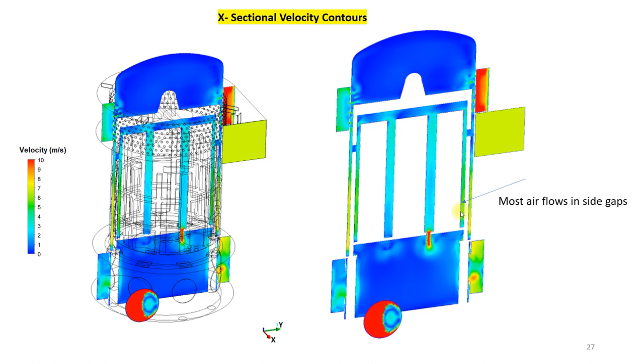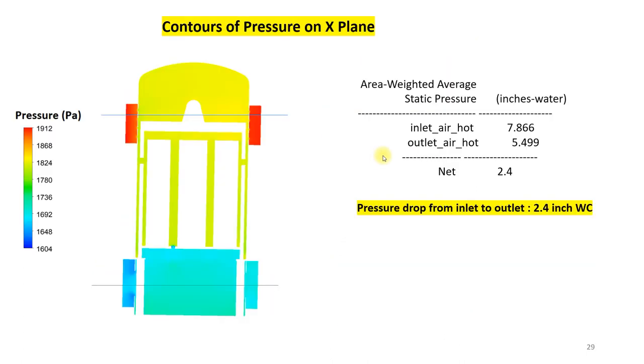We can find out velocity distribution for different sections. This is a cross section perpendicular to the x-axis. Because some space is there at the top, air won't flow there, because air tries to flow where pressure is less. Because the outlet is here and air is sucked toward the outlet, and low pressure is here, hence air tries to flow to the outlet through this basket passage. And we can get velocity distribution and pressure distribution here. Contour of pressure on the X plane is presented.